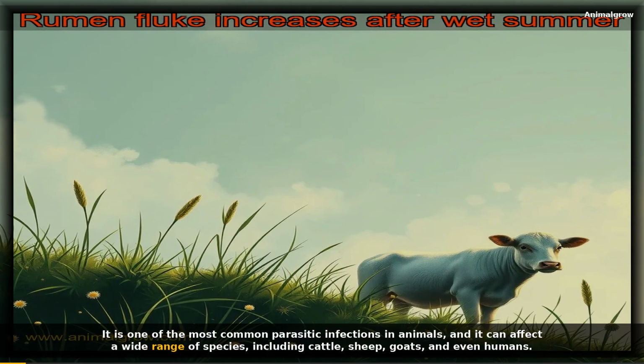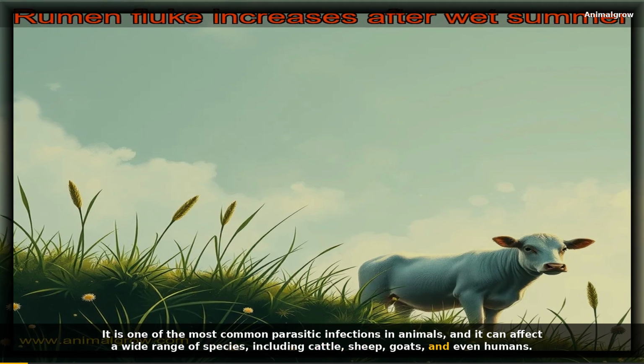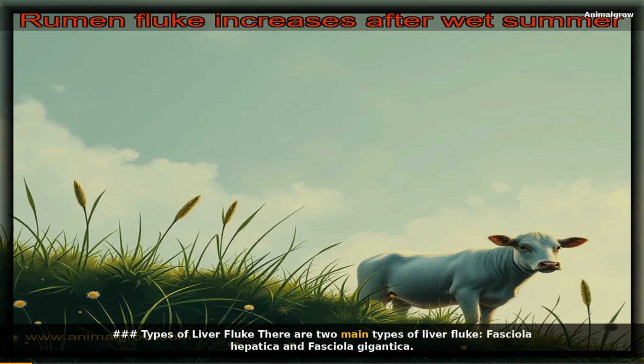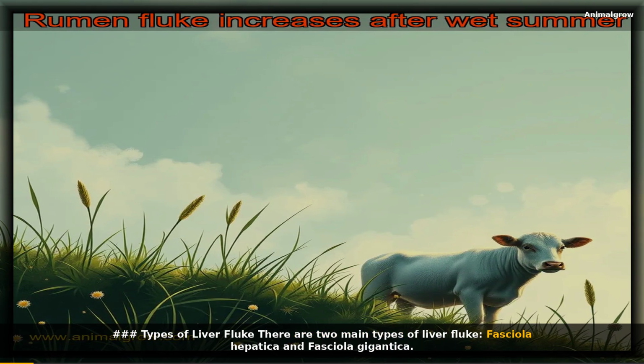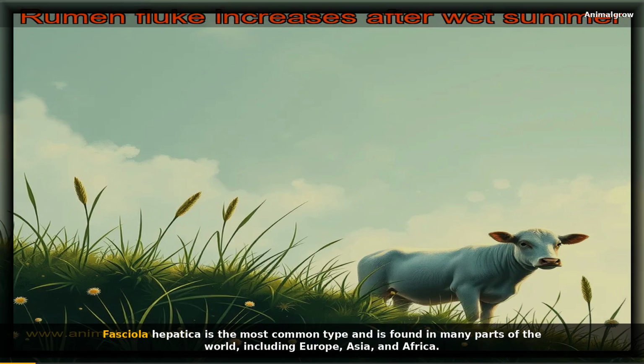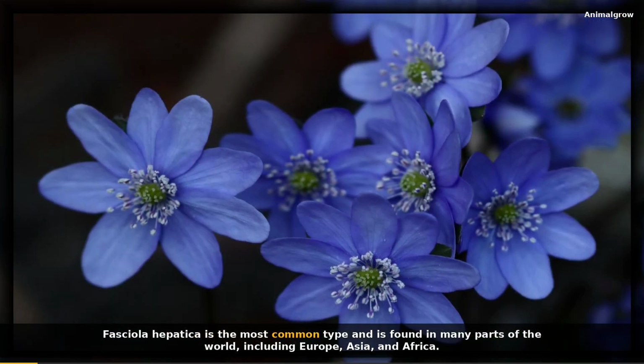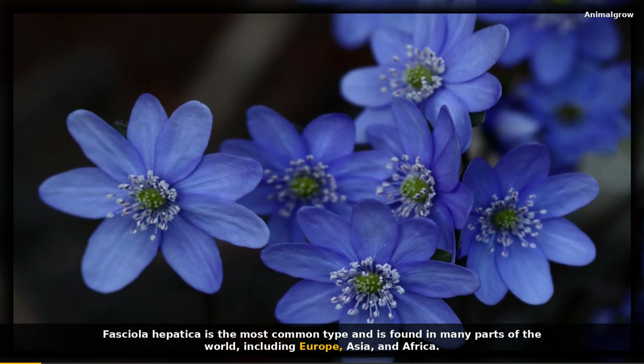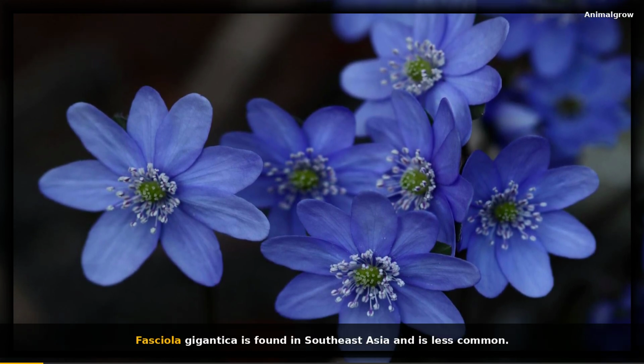Types of liver fluke. There are two main types of liver fluke, Fasciola hepatica and Fasciola gigantica. Fasciola hepatica is the most common type and is found in many parts of the world, including Europe, Asia, and Africa. Fasciola gigantica is found in Southeast Asia and is less common.